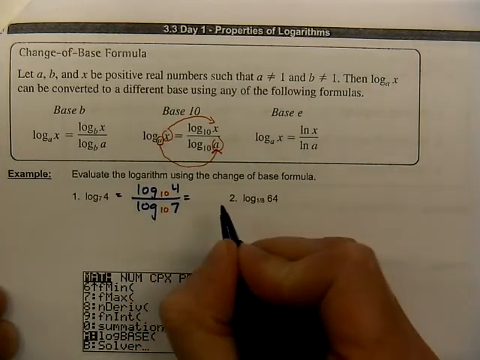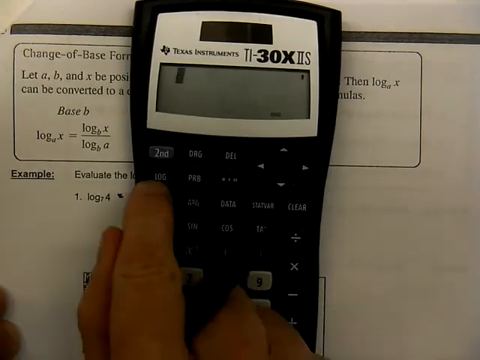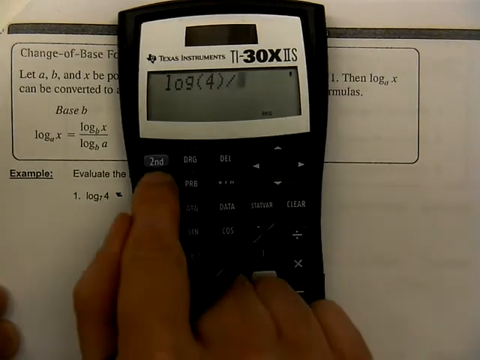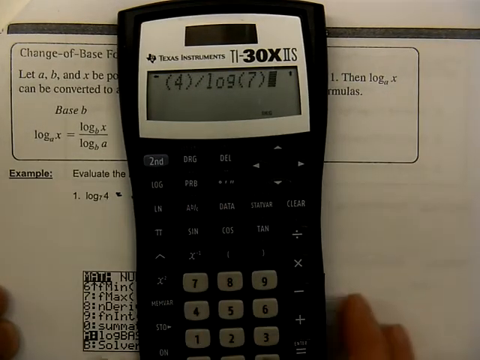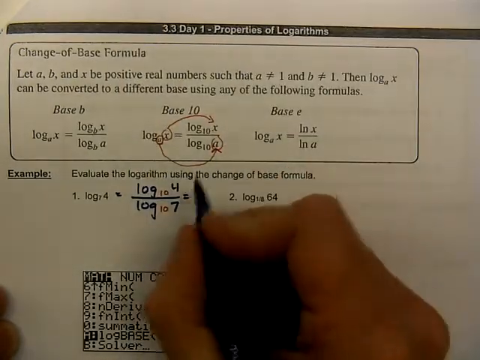And then you just take that to your calculator. So here's just a simple scientific calculator. It works here as well. Log of 4. Make sure you close that parenthesis before you hit the division bar. And divide by log of 7. So you'll get a decimal value with these types of problems. So 0.712.